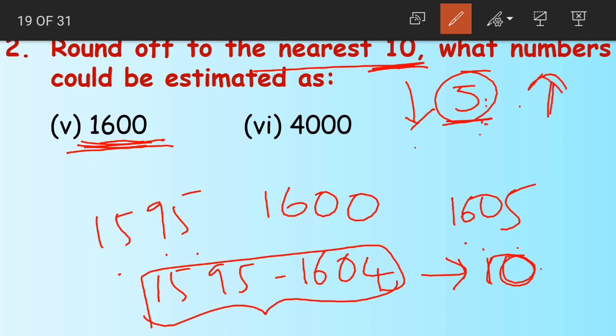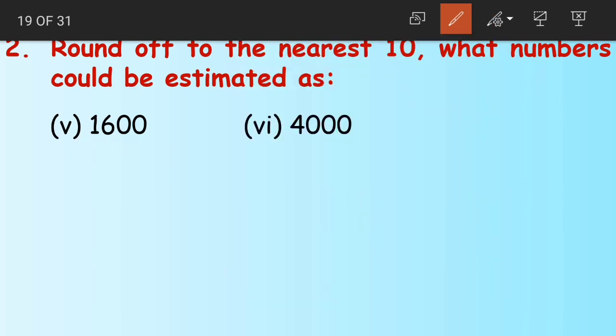So in the same way, what did we do here? 1600 falls between which two 5s? 1595 and 1605. So the numbers from 1595 till 1604 can be estimated as 1600. Yes, this is the correct answer. Now moving on to the next question, 4000.